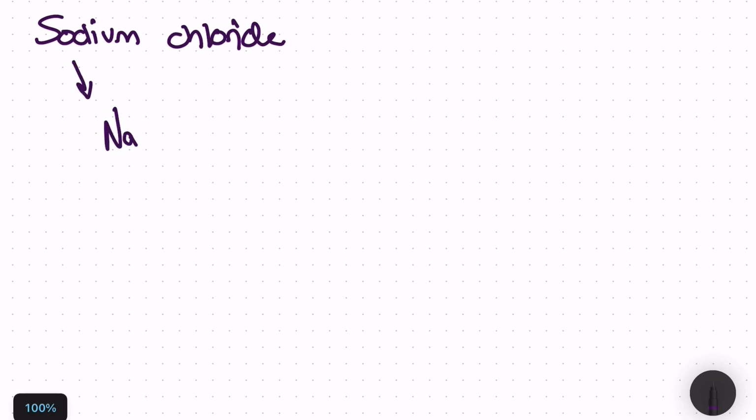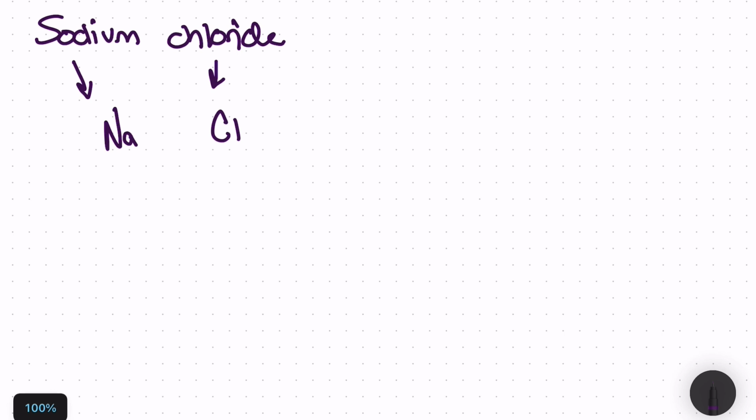Our first example is sodium chloride. Step 1. Use the periodic table and your ion sheet to determine the symbols for each element. So use a periodic table, use the ion sheet, figure out what we're working with here. Sodium is the symbol Na, and chloride is Cl. Okay? Step 2. Use the periodic table and your ion sheet to determine the ionic charge of each element.